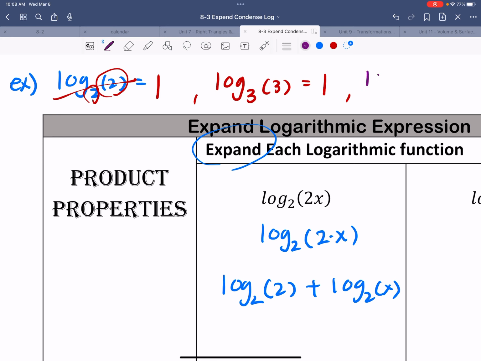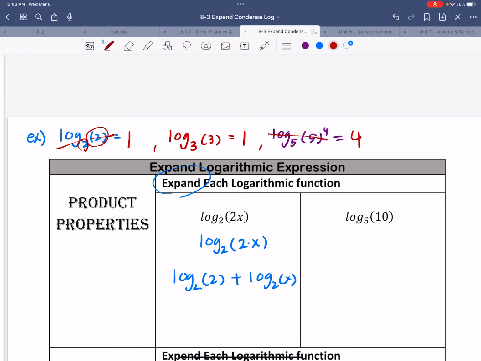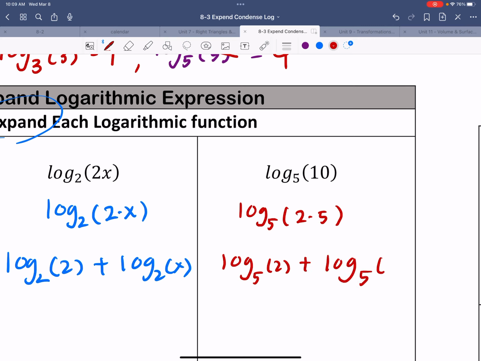The last one is going to be log base 5, but let's say you have 5 to the 4th power. When you get this one done, this one disappears, but you still have a 4 as an exponent, right? So that's going to be 4. So what you have to know, this one? Here, same thing. This one is going to be what? Log base 5, 10 is 2 times 5, right? Log base 5 of 2, plus log base 5 of 5. And as you can see, you get 1 plus log base 5 of 2.